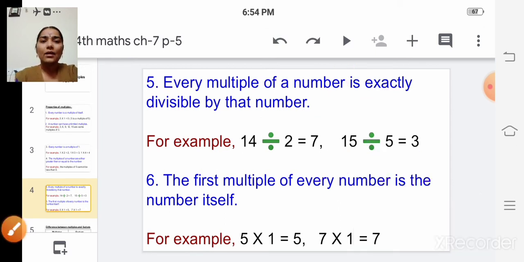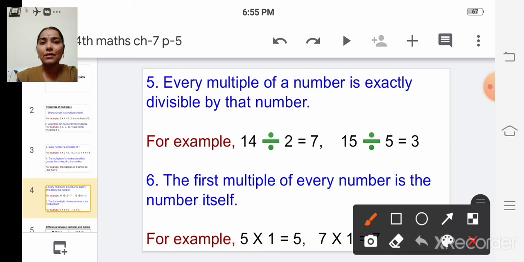And the sixth one: the first multiple of every number is the number itself. Isn't it? Just now we have seen. What is the formula to find the multiples? That number into any counting number starting from 1. So if we multiply any number by 1, we get the same number. So the first multiple of every number is the number itself.